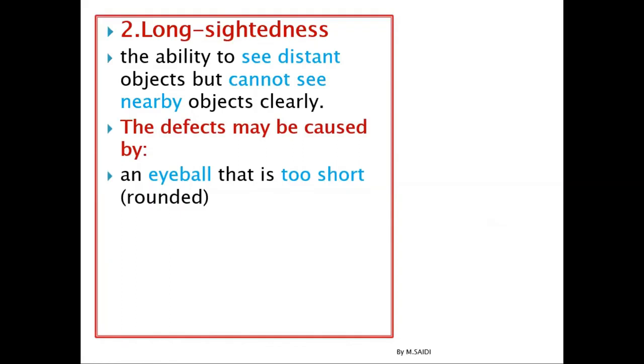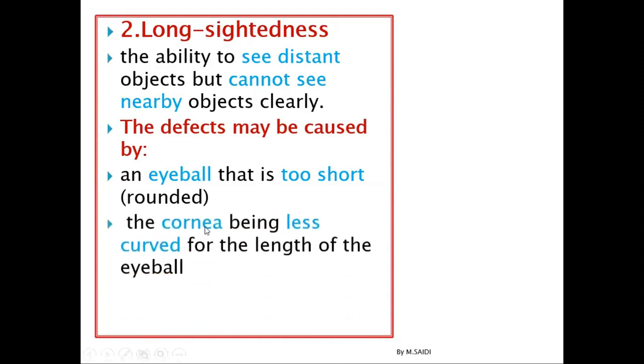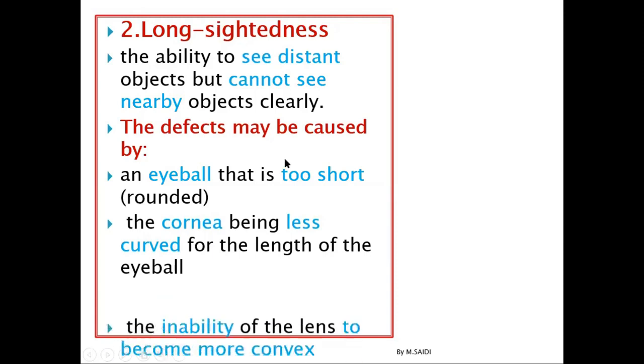The eyeball is too short for the distance the light is supposed to travel. The focal length of the lens is going to be behind the what? The retina. And then the image is formed behind the retina. Number two, the cornea is less curved. It means that the length of the eyeball is short, and then the image is being formed behind the retina.